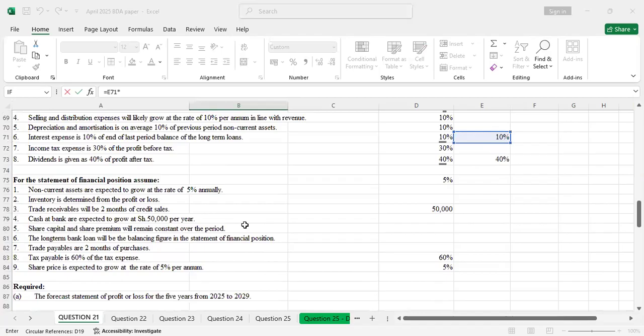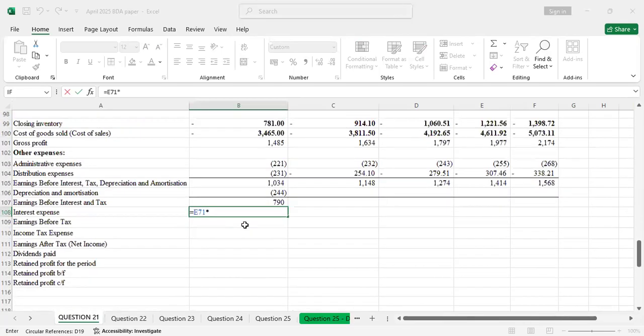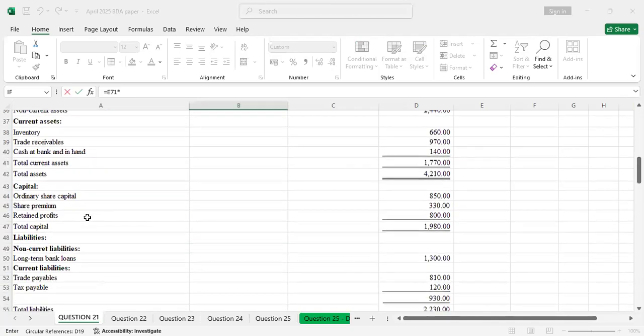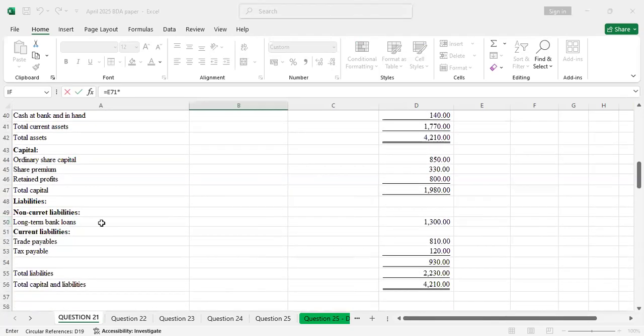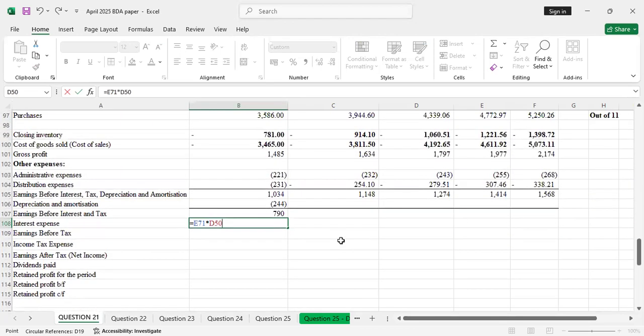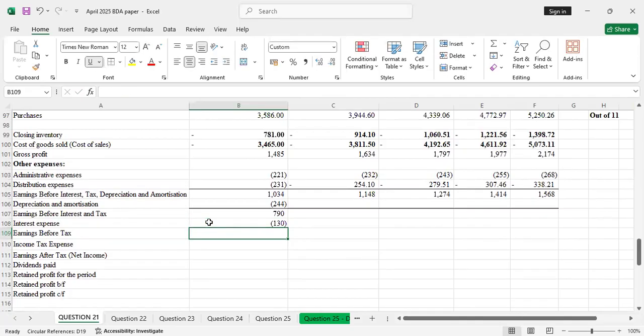So we continue. So we'll have the 10% times, it was for the previous period. So we look at the long-term loans. Long-term bank loan was 1,300, that one. Then you enter. It's an expense, so I'll put it as a negative. Then you enter. So earning before tax will be the sum of these two.